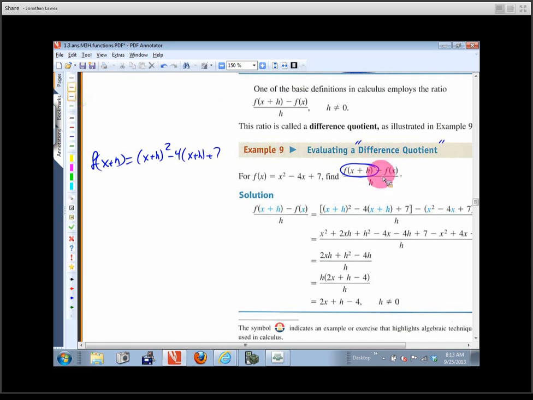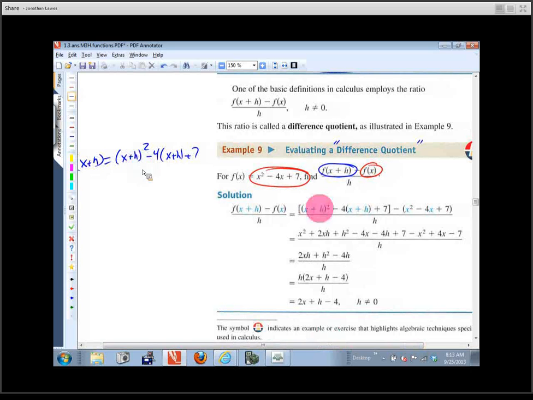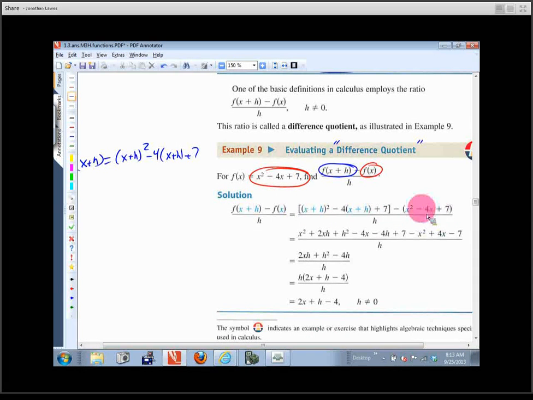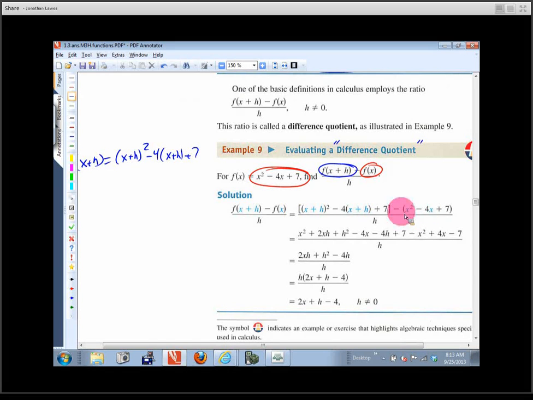Then it says minus f of x. Well, what's f of x? That right there, the original function. And then all we have to do is do a little subtraction problem with the two of those things and put it over h. So you'll notice they took this, put it right here, minus, and notice that they did this in parentheses. Whenever we're subtracting something, you'd always want to put that in parentheses so we can distribute through correctly. Okay? And if people make a mistake, this is where they make it, right here.